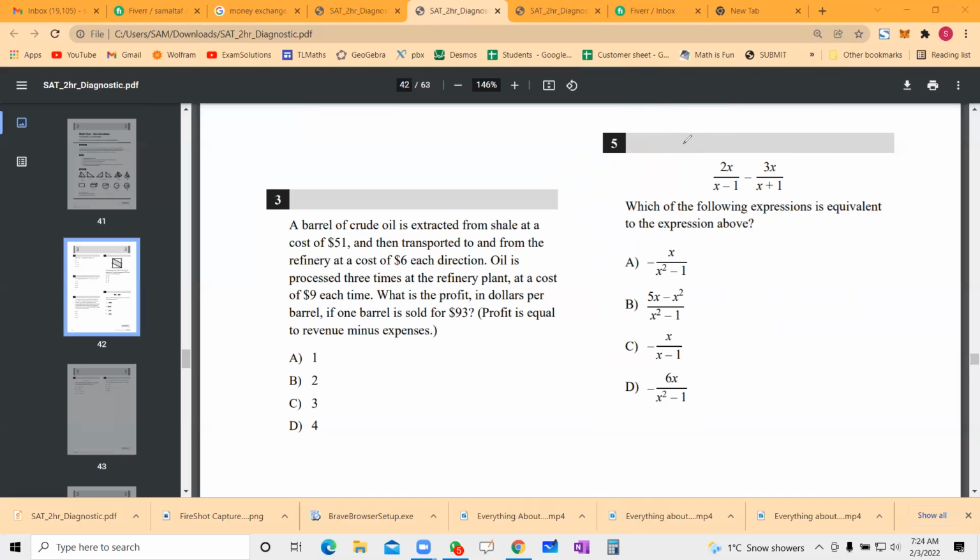Okay. What was the first strategy when you're having variables in the question and numbers in the answers? To plug it in. Exactly, great. Now let's move to the next one.